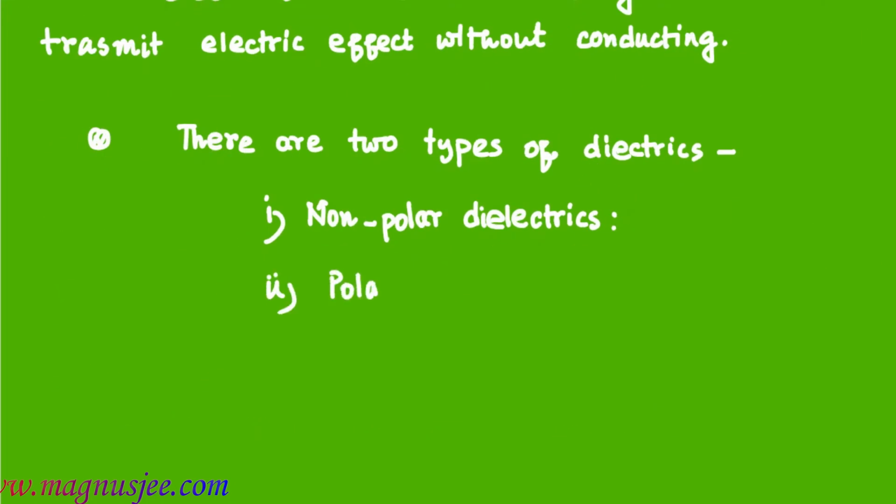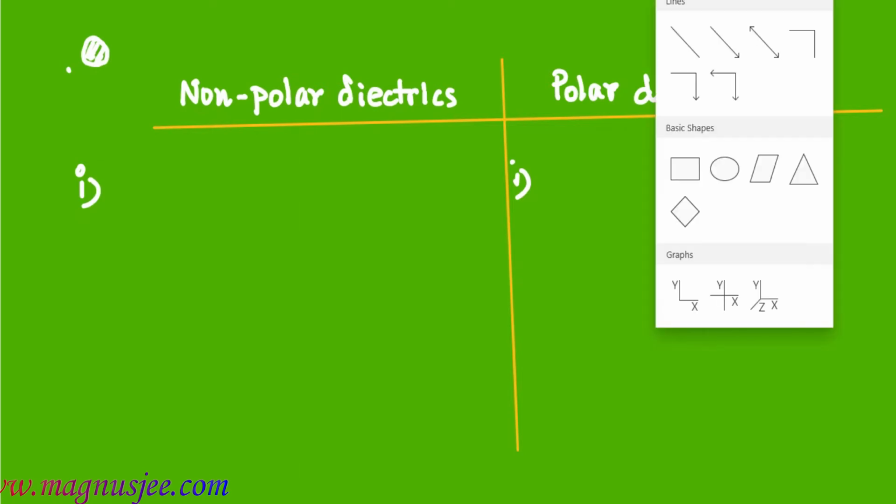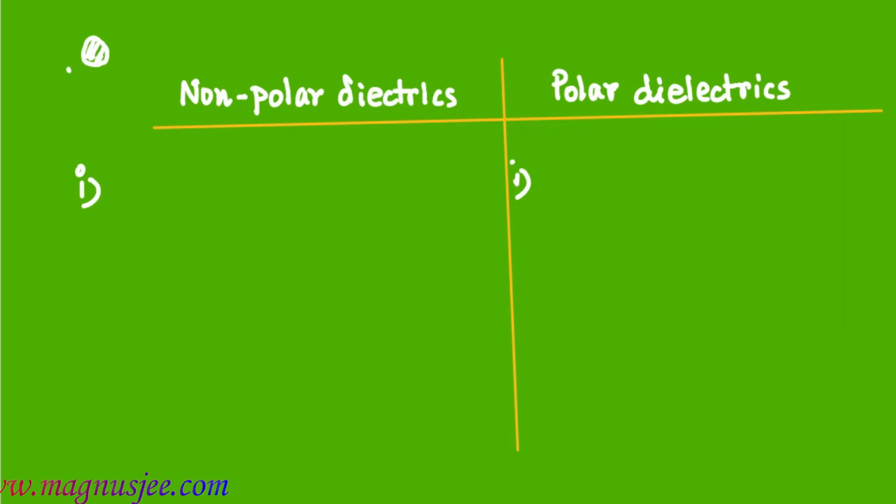There are two types of dielectrics. Number one, non-polar dielectrics. Number two, polar dielectrics. Now we can compare non-polar dielectrics and polar dielectrics.